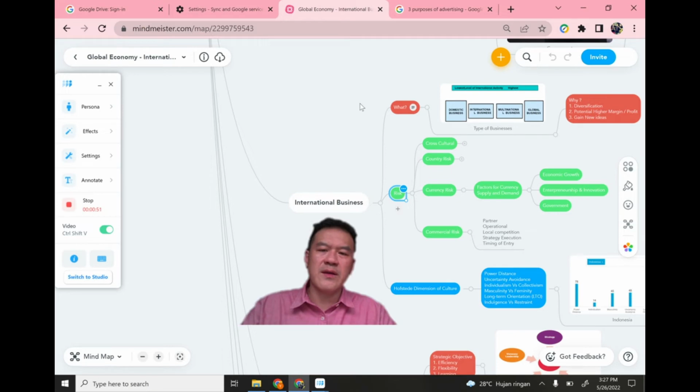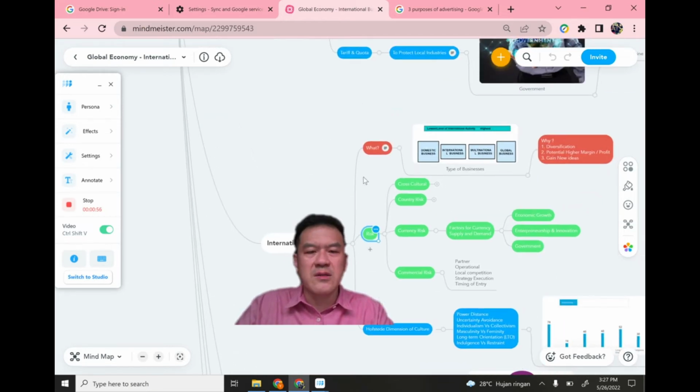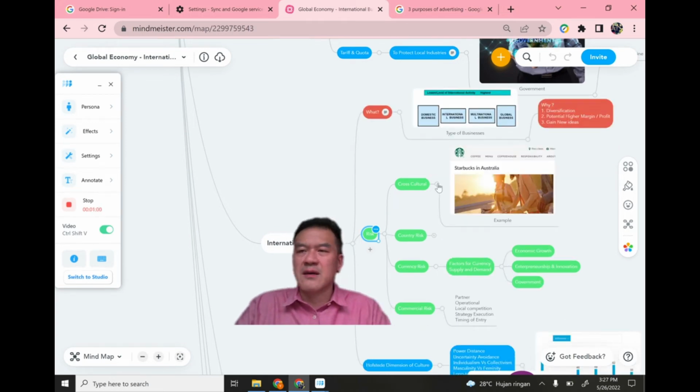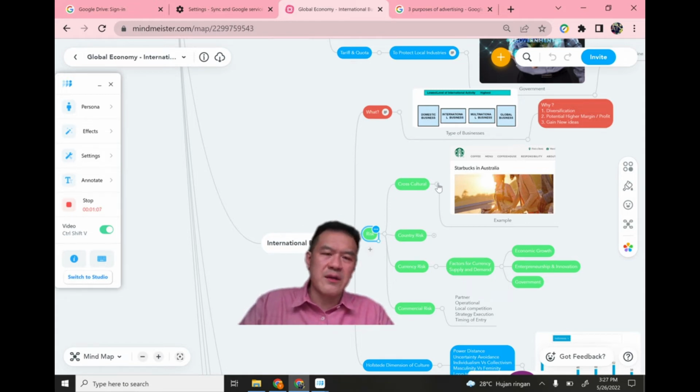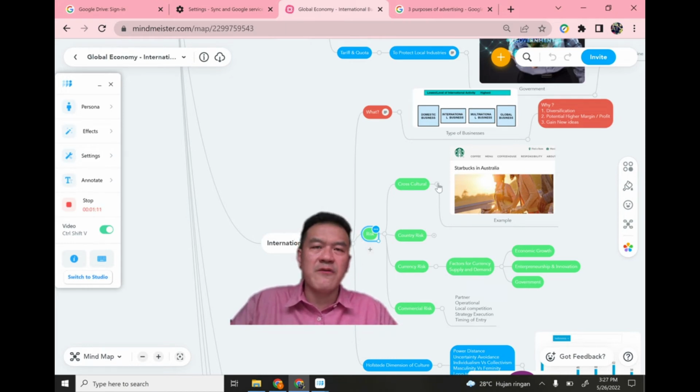Of course, in doing international business, we see that there's a risk. The first risk is cross-cultural risk. We can see cross-cultural risk from the example of Starbucks in Australia. When Starbucks first went to Australia, they were not successful because Australian people enjoy having good coffee and good meals, while Starbucks in the US basically operates using strong coffee and to go.